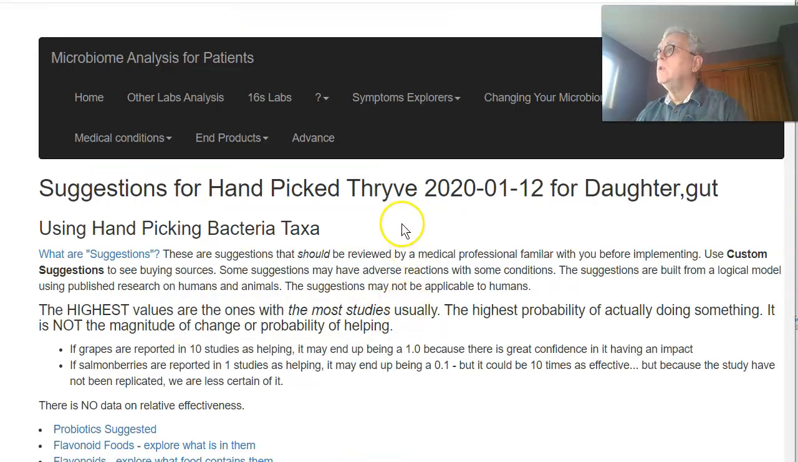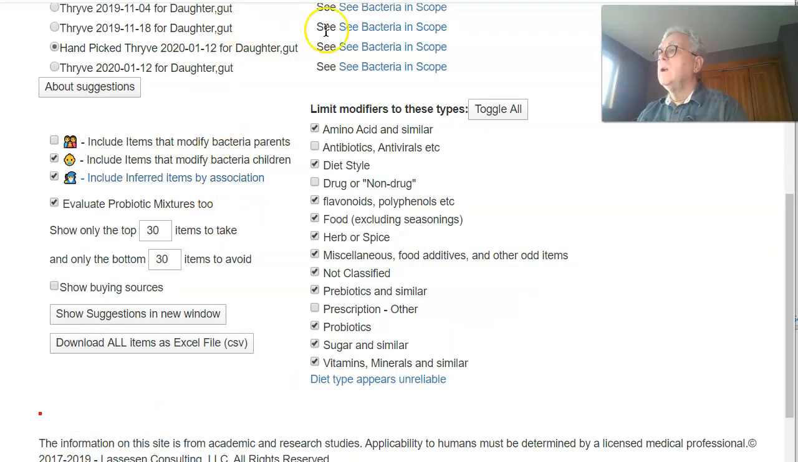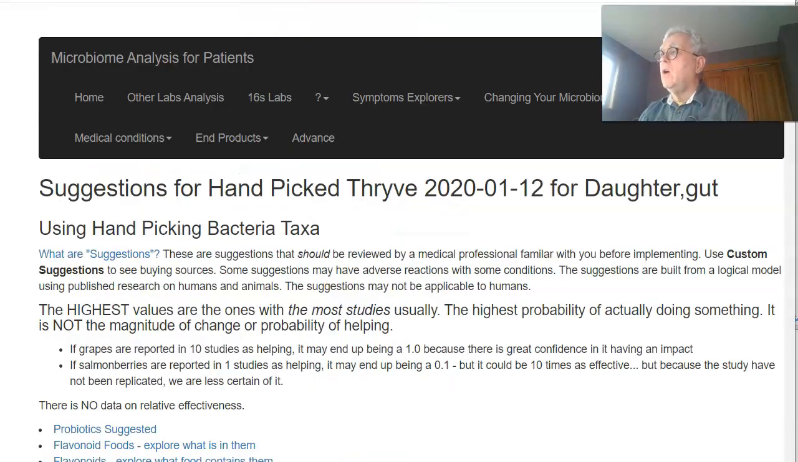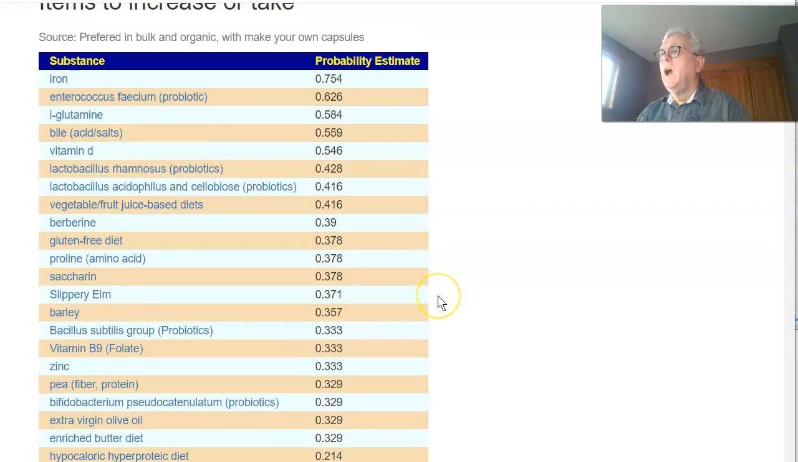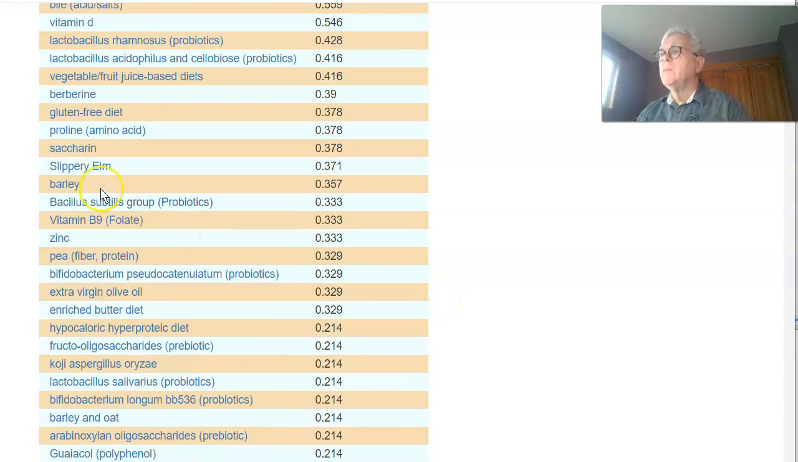It goes over. Notice that I do it in a new window, and the reason is so you can play around, try a different one, and you have all of your different suggestions side by side. So we have items to increase, or we have a particular probiotic to increase. Note it's not Lactobacillus or Bifidobacterium. It's Enterococcus. Amino acid, vitamin D, hermosis, and we go down, slippery elm, saccharin, protein.